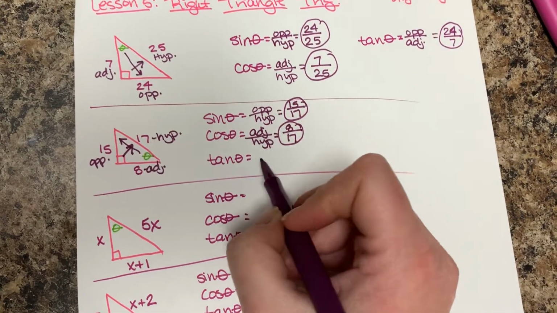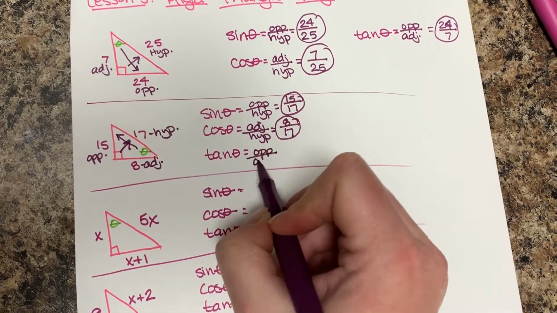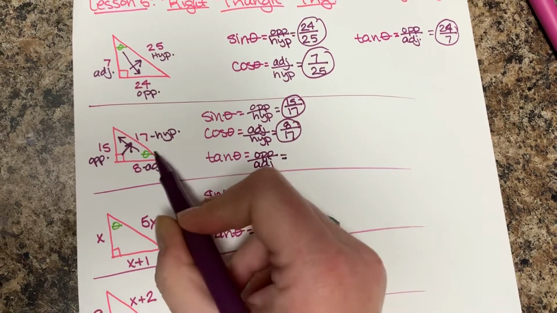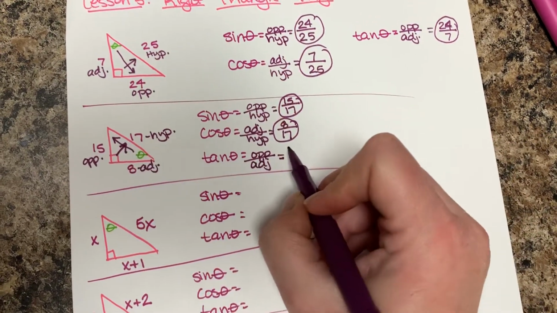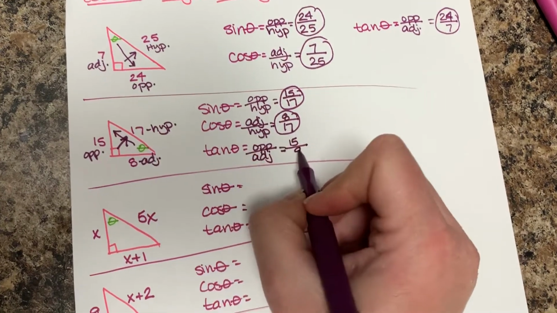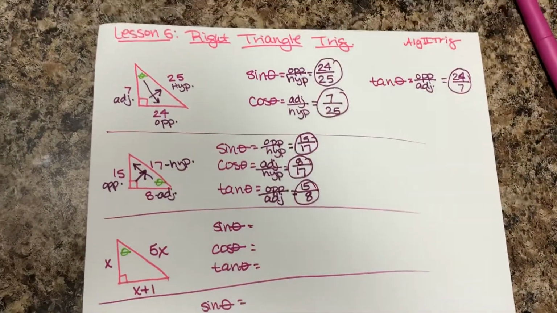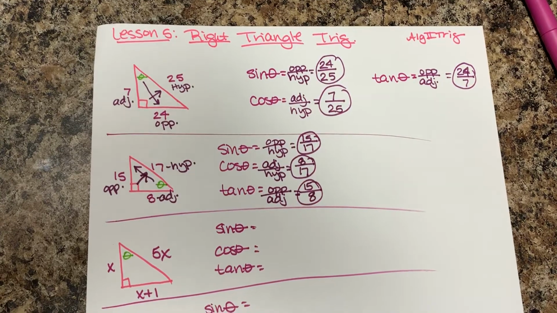And then tangent of theta is opposite over adjacent. So theta's here. Our opposite side is 15 over our adjacent side is 8. And that's simplified. Also, that's as simplified as we can get.